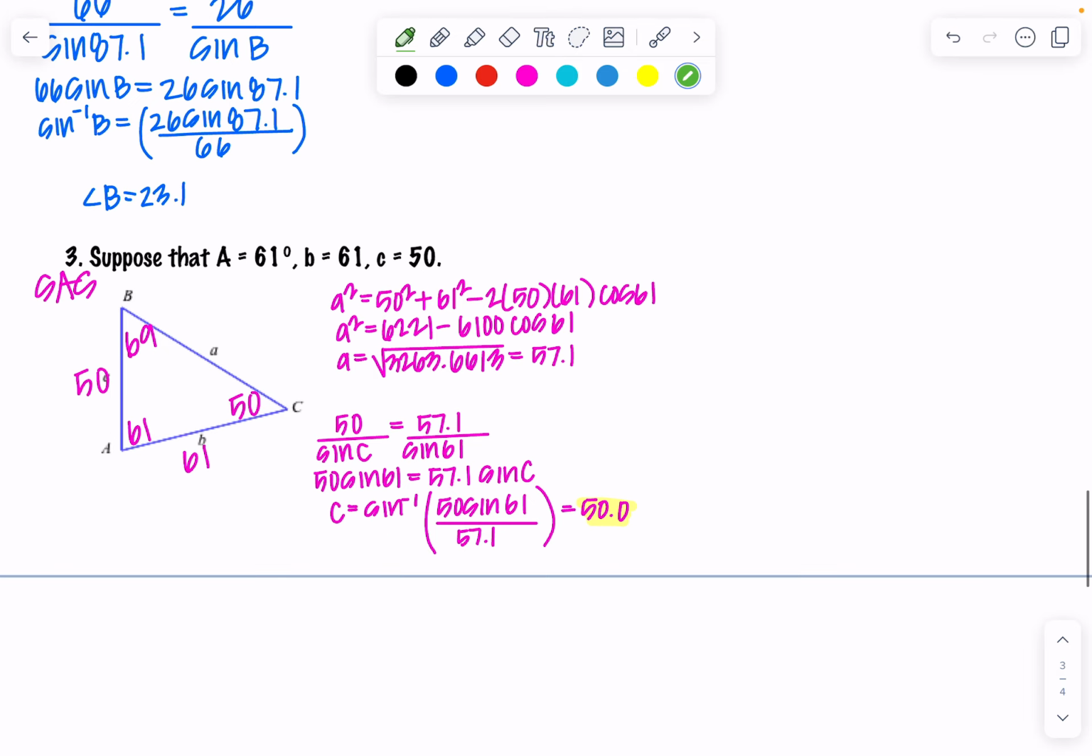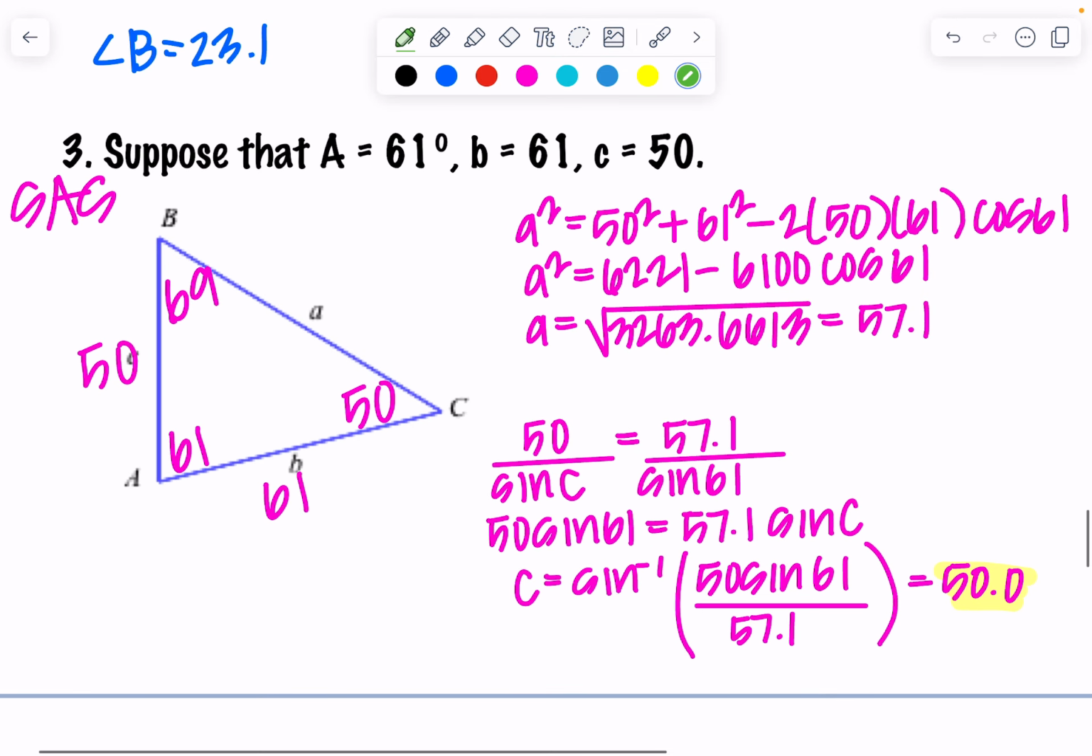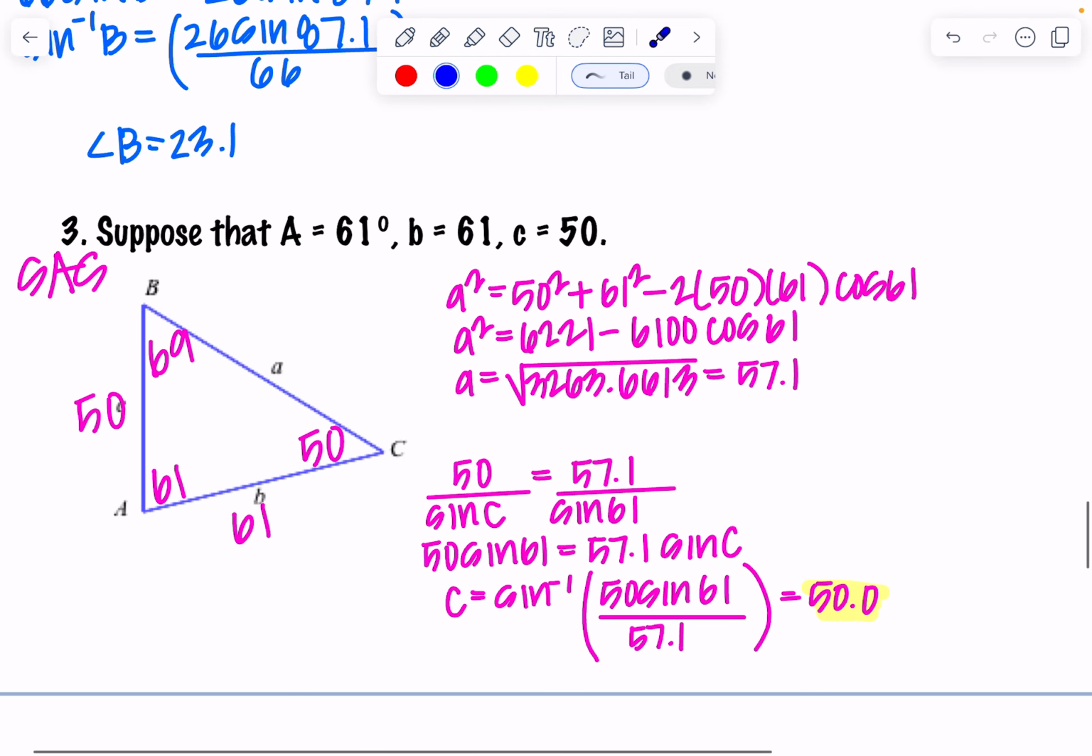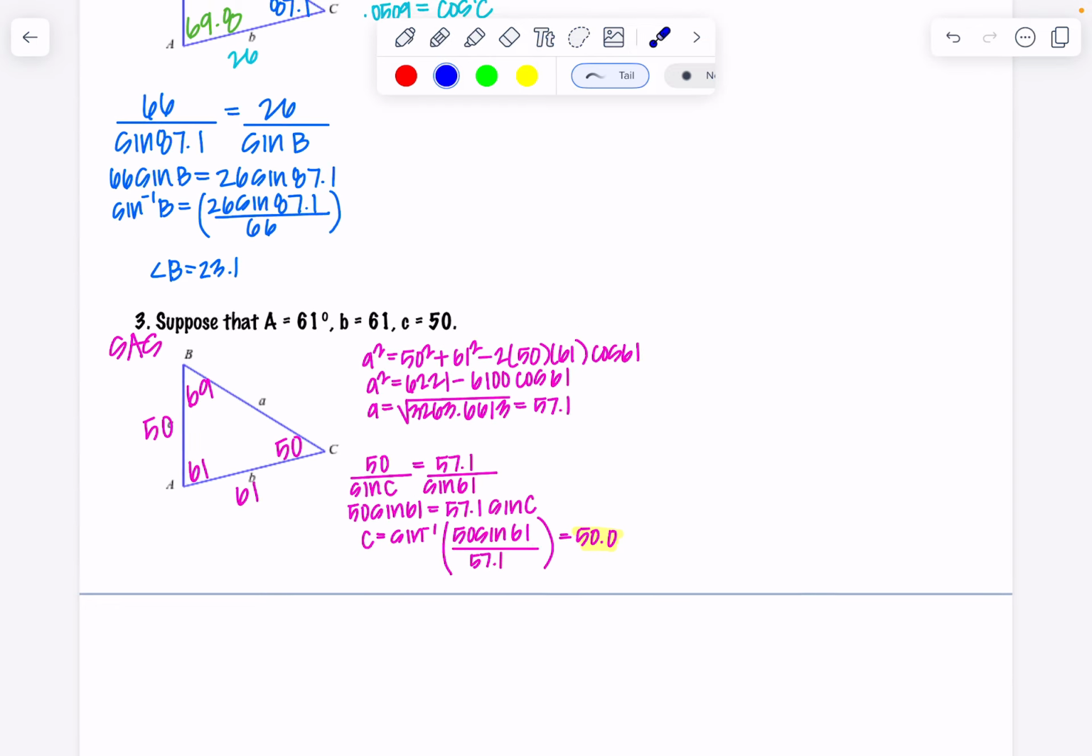All right, you should get 50.0 as your angle C. And then make sure you have everything else, 57.1 as your side A. We were missing angle B, 69. And that's all you had to do there.